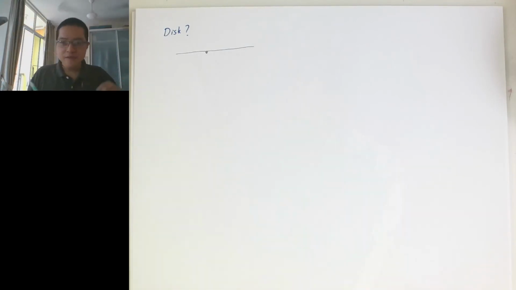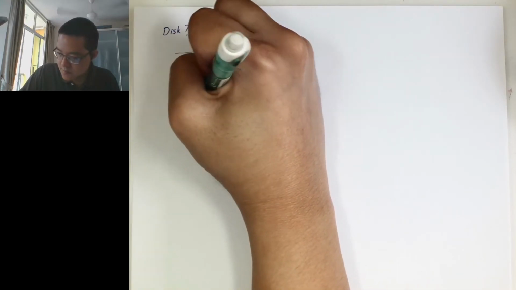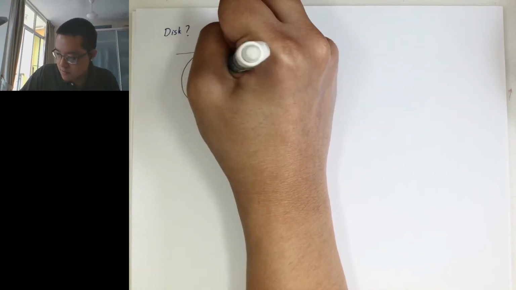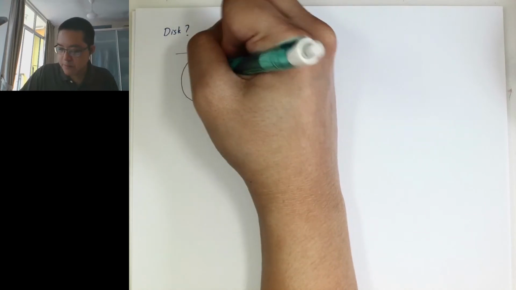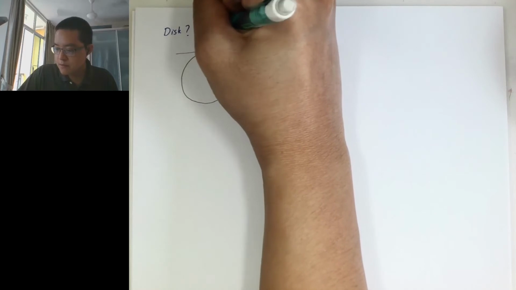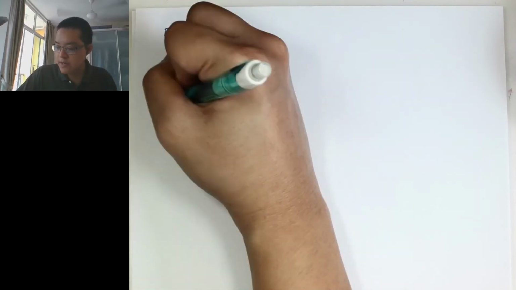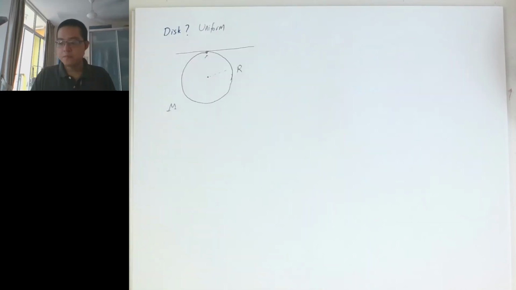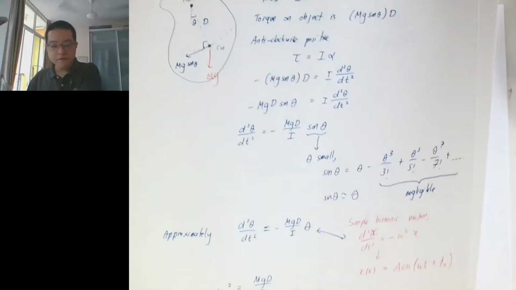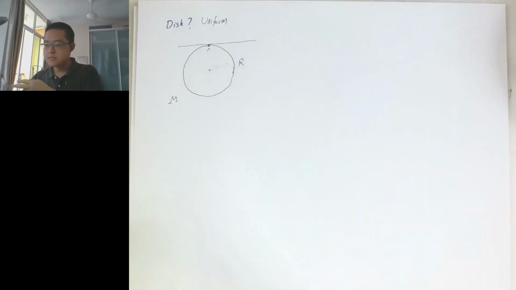So if I take a CD and hang it, I have a uniform disk of radius R and mass M. How do you calculate the oscillation here? We got the formula already, right? The formula is everything. We just need to know what D is and what I is. Then we put in the rest accordingly.